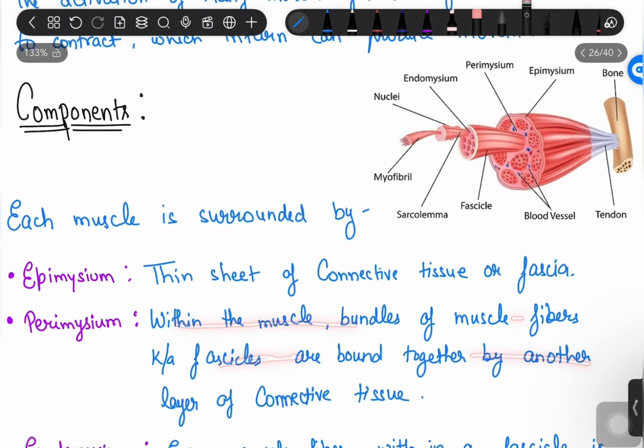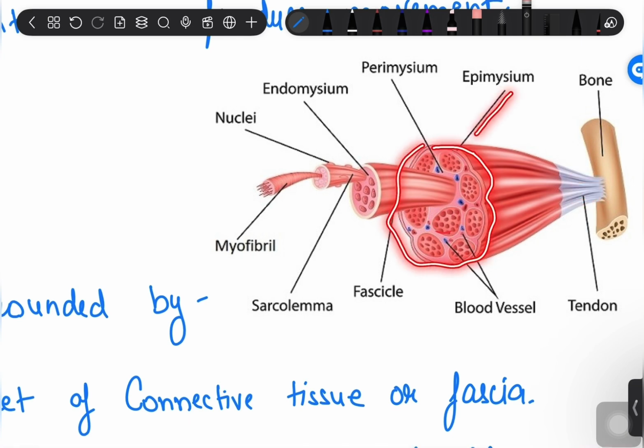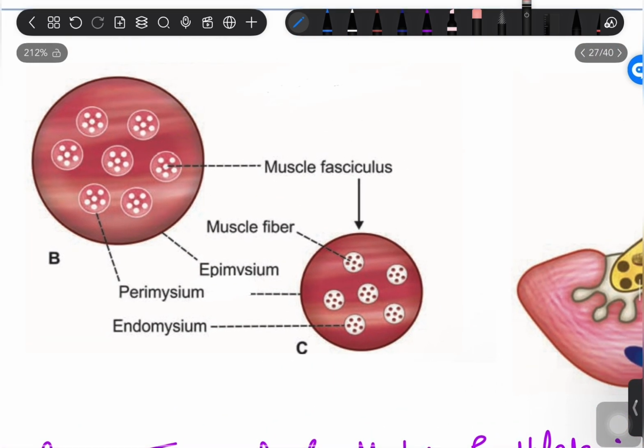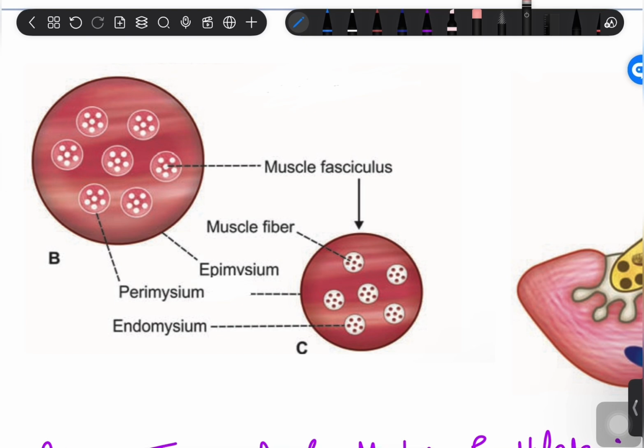of connective tissue. In this diagram, you can see this is the bone and this is the muscle. Bone and muscle are connected to each other by the help of tendon. Now, the outer layer of the muscle is called the epimysium. And in that, we have the perimysium, and each fascicle consists of muscle fibers, which have the layer called endomysium. You can see in this diagram also, this is the muscle fasciculus, and the outer layer is called the epimysium. Then the muscle fasciculus has an outer layer known as the perimysium, and in those fascicles, we have the inner layer called endomysium.